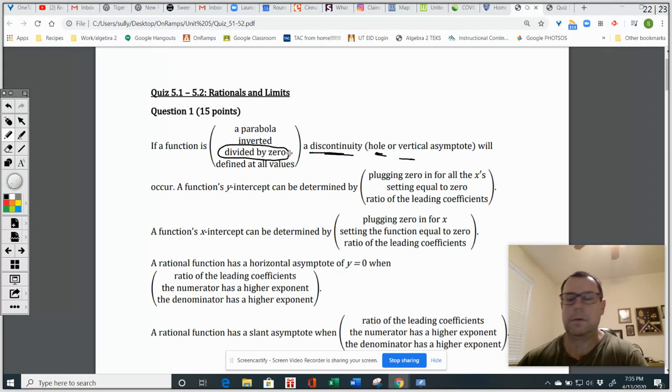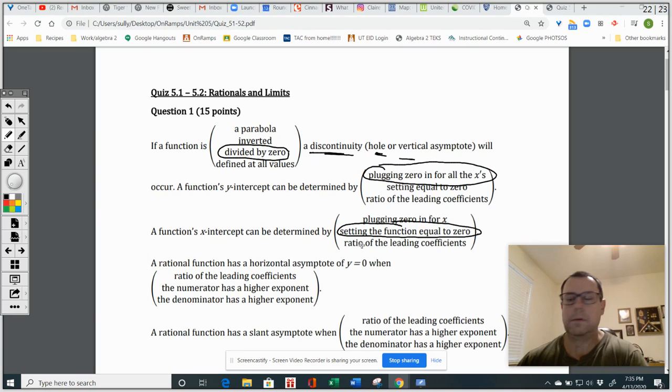dividing by zero. And a function's y-intercept can be determined by, if we're finding the y-intercept, all of our x's have to be zero. So a function's y-intercept can be determined by plugging zero in for all of the x's. And a function's x-intercept can be determined by, if we're finding our x-intercept, then our y value has to be equal to zero.